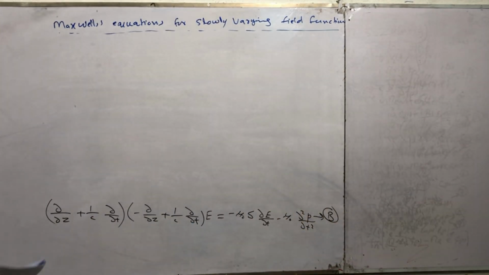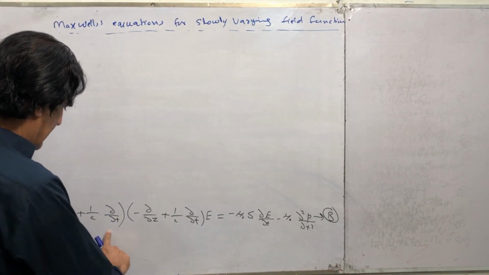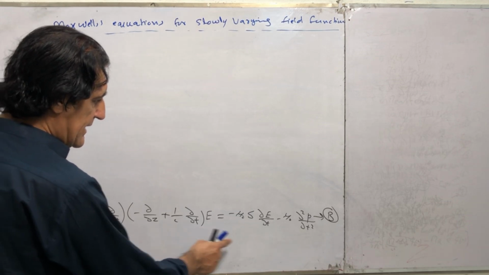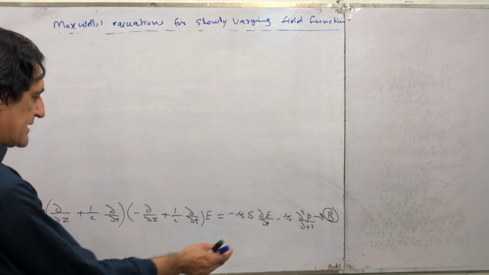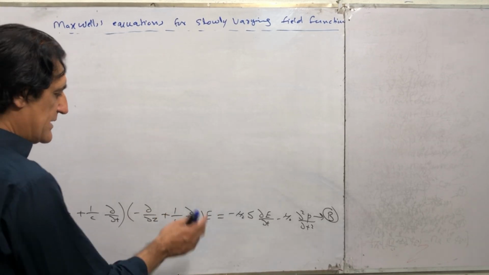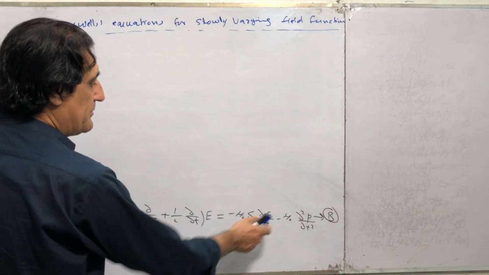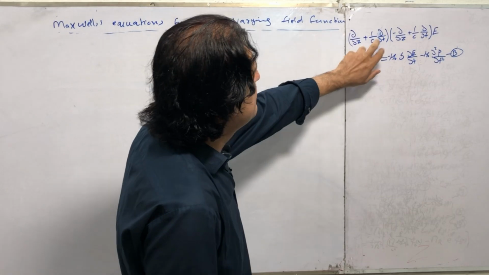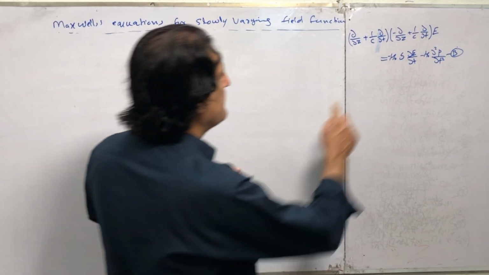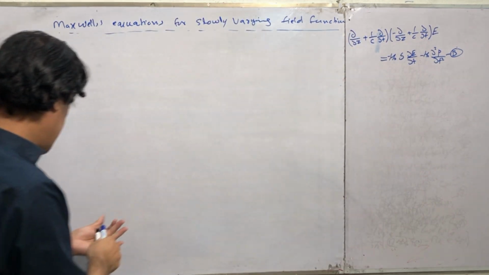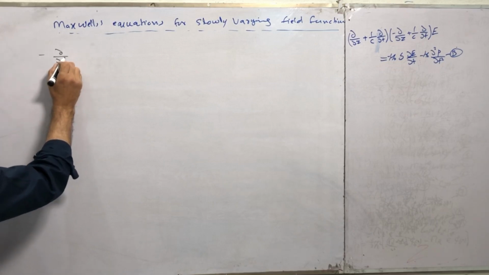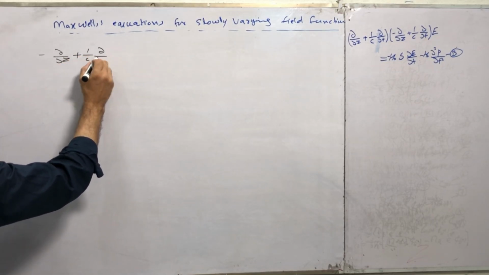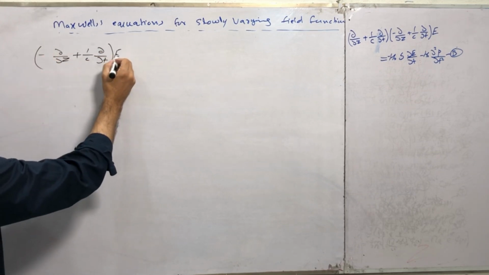Now this is equation number B. First, we will consider the left hand side and then the right hand side, and finally we can compare both, and then we can get some interesting result from this equation B. Initially we will consider this part of this equation, and we will try to find the result such as minus partial divided by partial z plus 1 over c partial divided by partial t of E. And what is E?